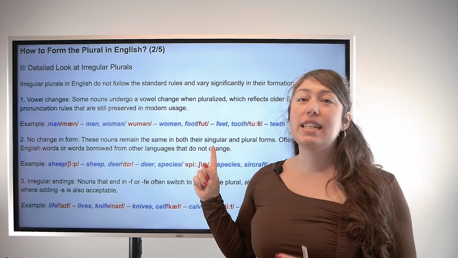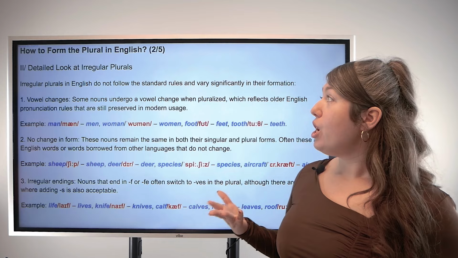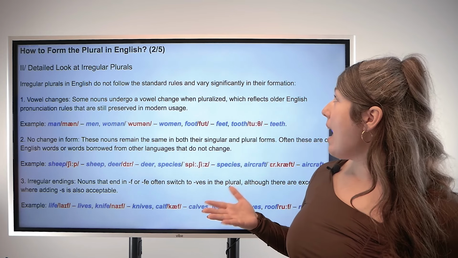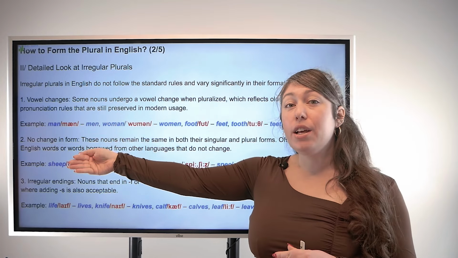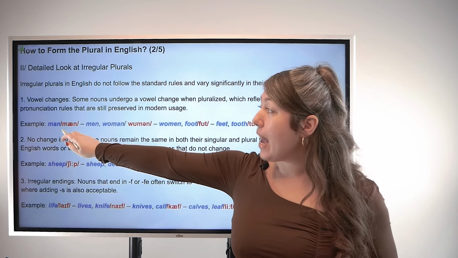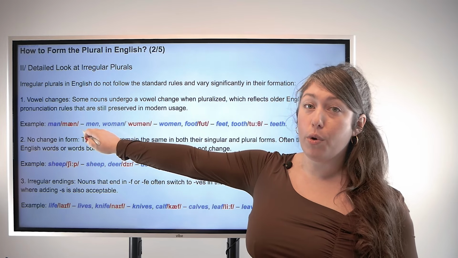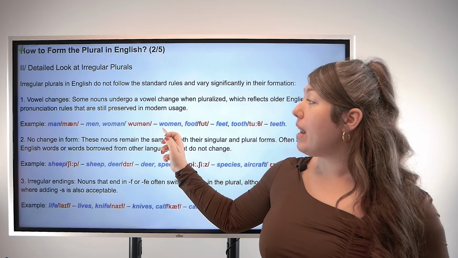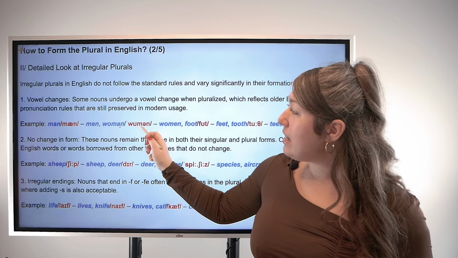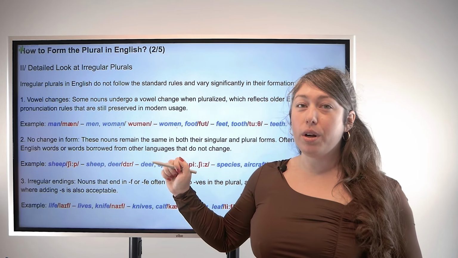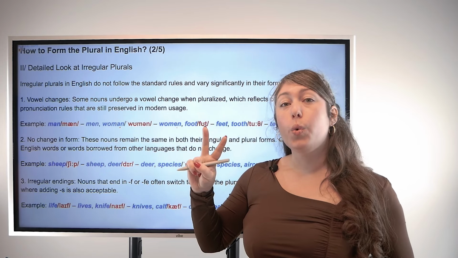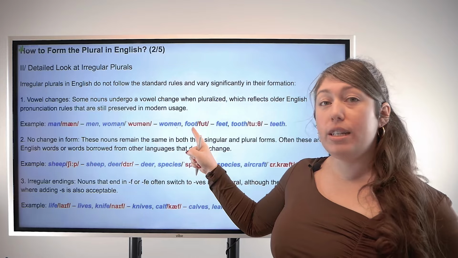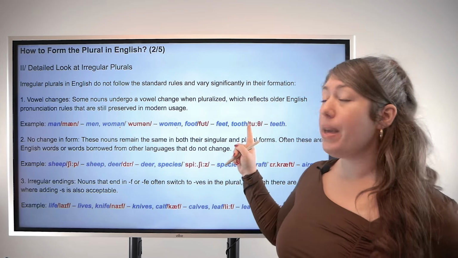Now let's look at some irregular nouns changing from singular to plural. So irregular plurals in English don't always follow the same standard rules, and they vary in their formation. For example, there is a vowel change when changing from singular to plural. For example, man becomes men in its plural form, and woman becomes women. And this one's tricky because even though the last vowel is changing in the word, the pronunciation changes the first vowel sound. 1 woman, 2 women. And foot becomes feet. Tooth becomes teeth.